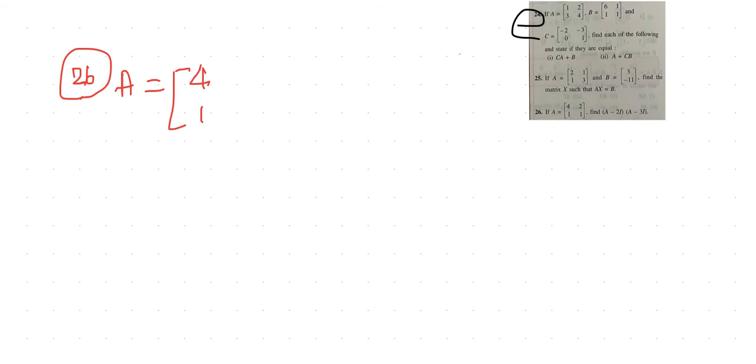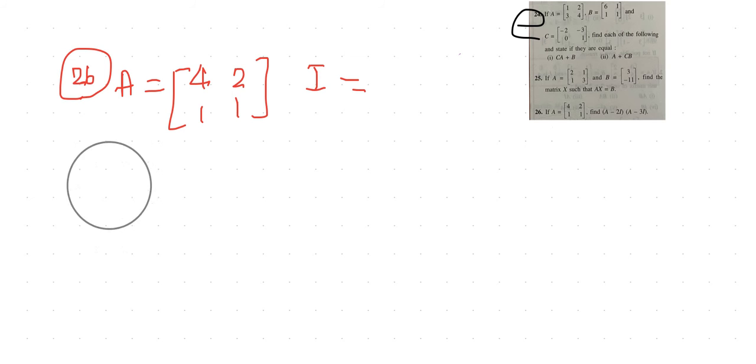So this is question number 26. In question number 26, you are going to write out like this, children: A is equal to, see, it is given as [4, 1; 2, 1]. And then what is I, children? It is understood that if they have not given it and you want to multiply, then what you will be getting is the identity matrix.